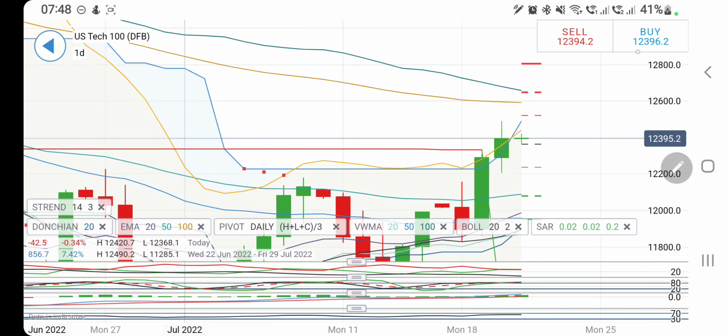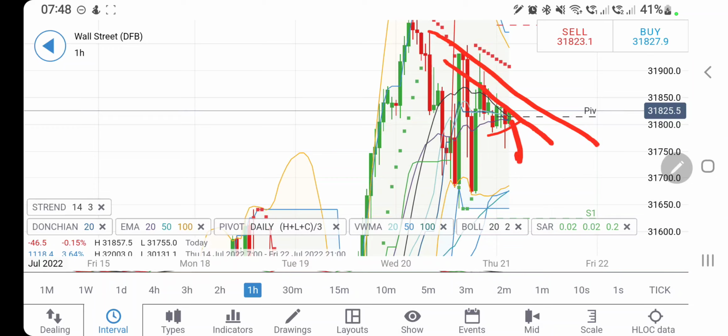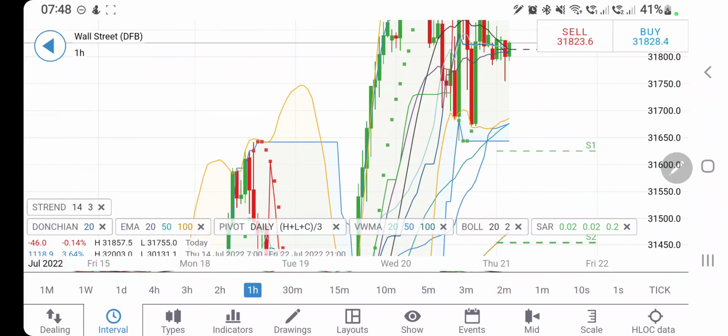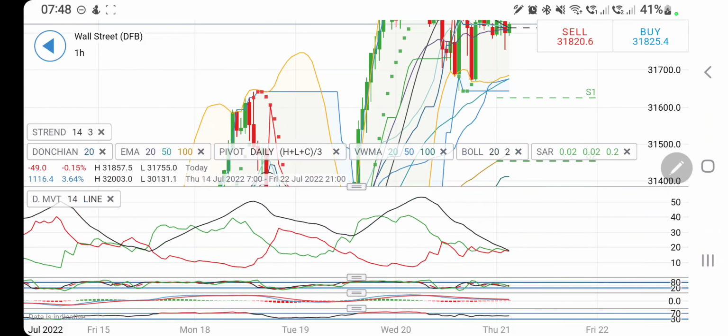Now let's have a look at Dow Jones. See, US30 is trading in this channel, and you can see lower highs, and it is also trying to give you lower highs and higher lows. Go short at 31,770. Below 31,770, my next target is going to be 31,700 and 31,650 levels. Below that, we may see a good fall towards 31,600, 500, 300 levels.